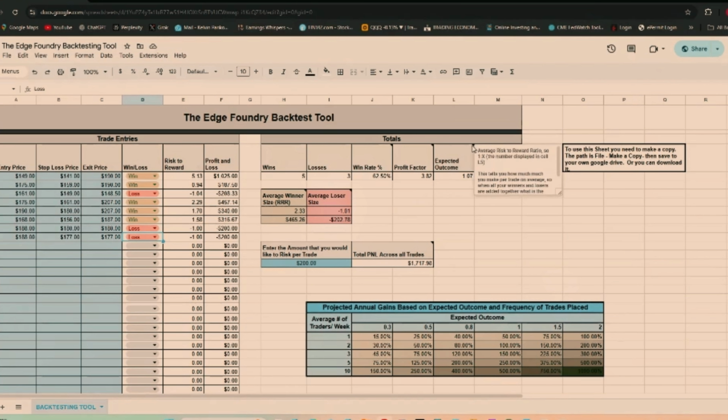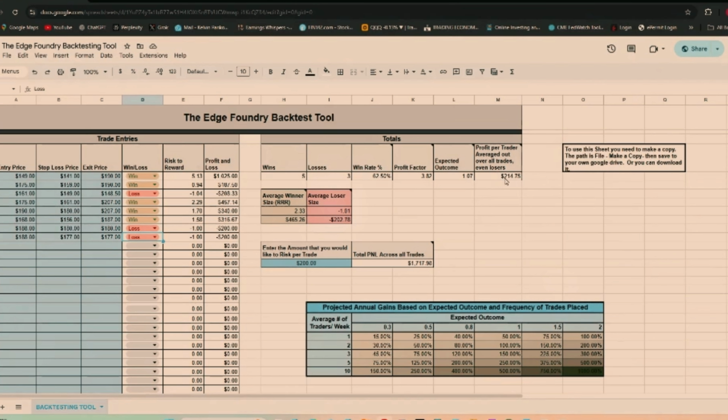Our expected outcome here, of course, is when we add all our winners and losers together, how much excess are we left with? We can go down to our chart. We're approximately close to one. If we were taking an average of one trade per week, then we could potentially make 50% annually on, given reasonable risk, our account.